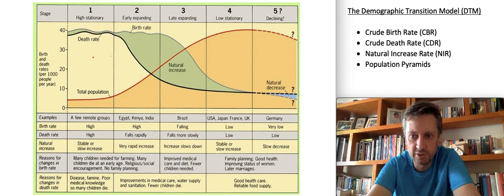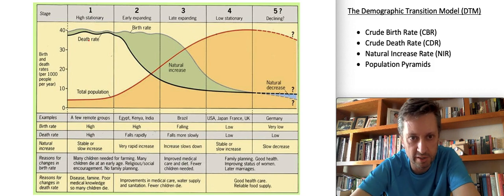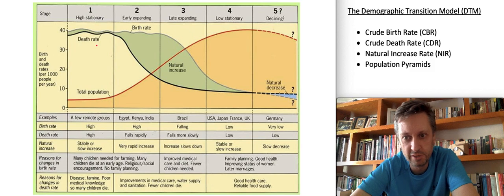For most of human history, most human societies were like that. Today, very few are, because very few societies these days don't have a falling death rate due to the introduction of modern medicine. A few exceptions would be very remote tribes, maybe in the Amazon, somewhere like that, where there's no access to outside medicine and outside education.